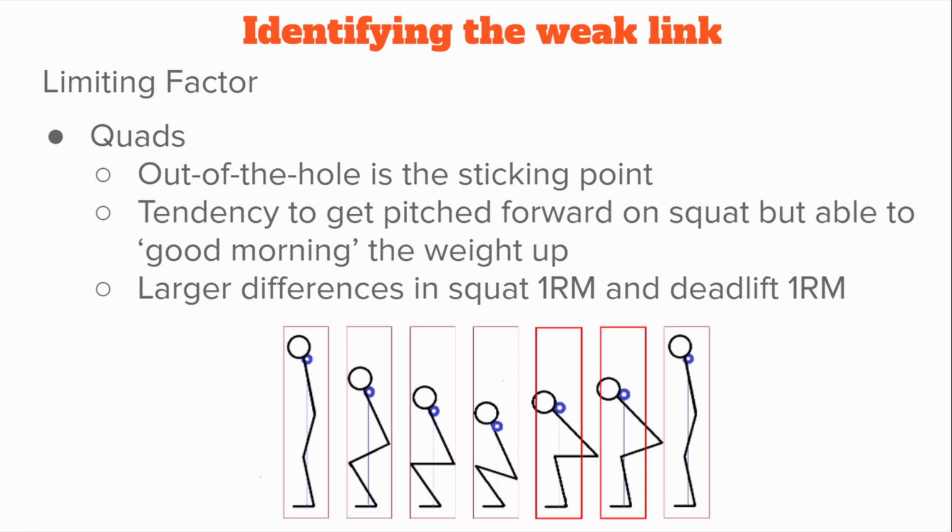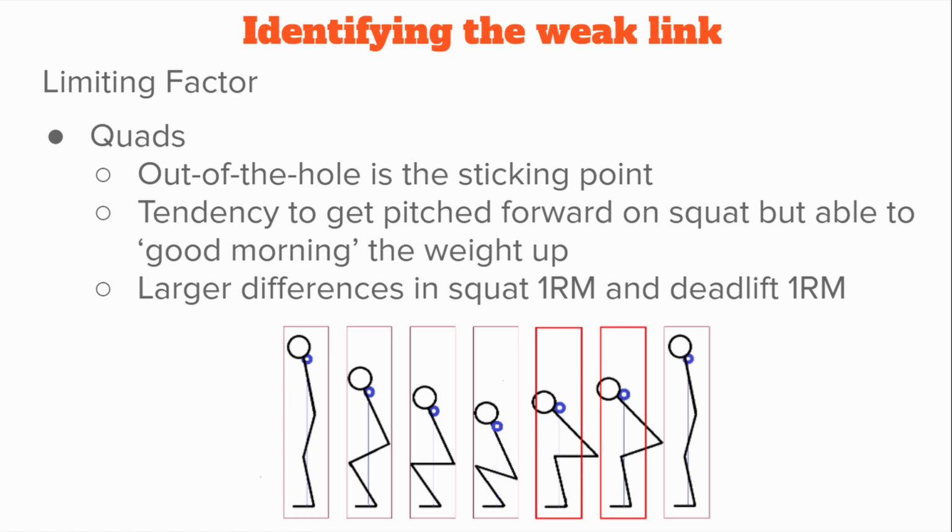So, if you feel like your sticking point is in this deep range or you're constantly failing at that very bottom position, that might be indicating weak quads relative to your strong low back. If you feel like you get out of that position, it becomes a lot easier to get the weight up.